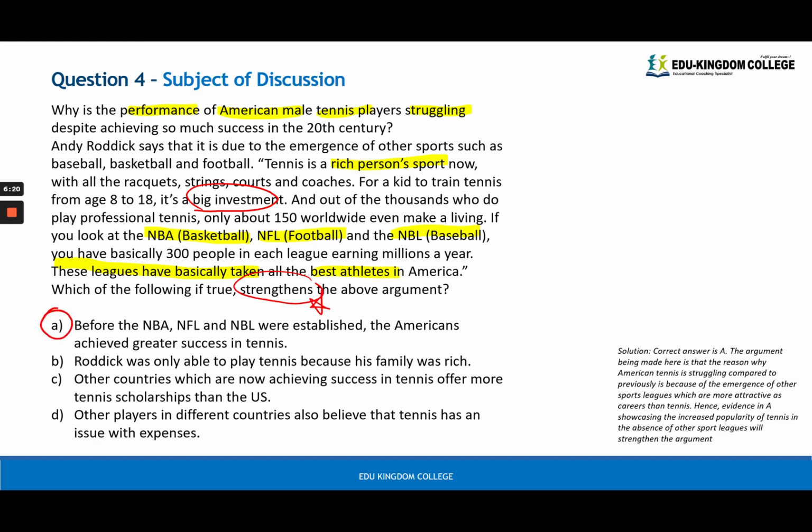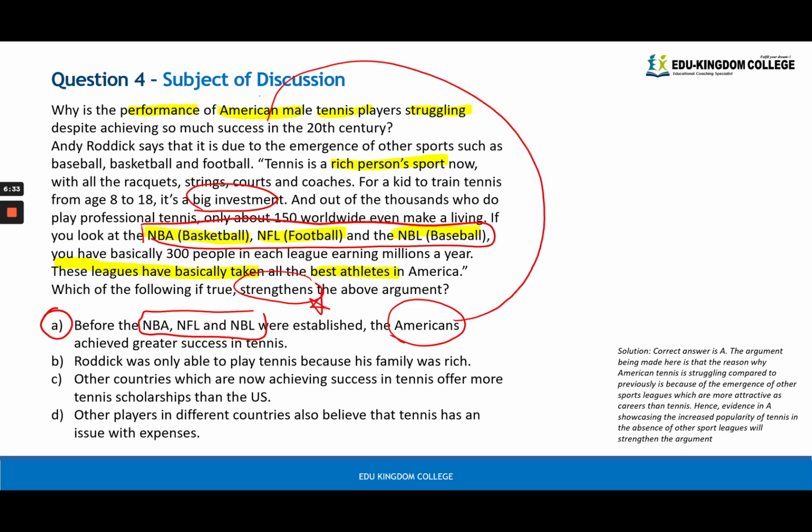The answer is A. Before the NBA, NFL, and NBL were established, the Americans achieved greater success in tennis. These are key words linked directly to the text. Again, the keyword Americans links to American, and the greater success bit links to the question, why are they struggling in success? Many links in this option, so A is the best strengthening answer. Pause to read the solutions now.